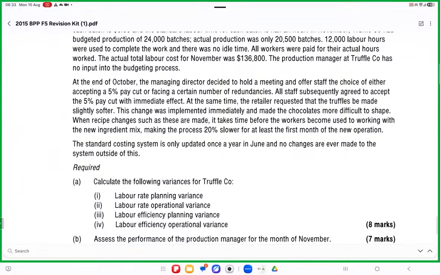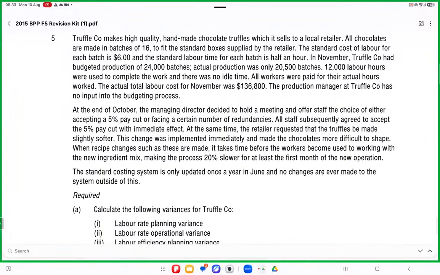Now, because of these changes, the examiner will tell you to calculate operating variances, and to calculate planning variances. So you can see here, for 8 marks, they want you to do the labor rate planning variance, labor rate operational variance, labor efficiency planning variance, labor efficiency operational variance. What do you think of this question? Is it a question that you guys can attempt?